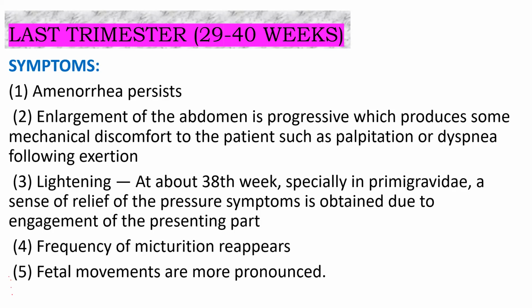And then lightening. So at about 28 weeks, especially in primary gravida, a sense of relief of the pressure symptoms is obtained due to engagement of the presenting part. All this you will find a little bit difficult to understand. To understand all this engagement, I have to explain everything, like the pelvic and all, which is not required for you all. We mainly studied all this in gynecology, na? So it's not that much required for you. Lightening occurs at about 28 weeks, especially in women who are pregnant for the first time, and they will feel a sense of relief of the pressure. Why? This is due to engagement of the presenting part.